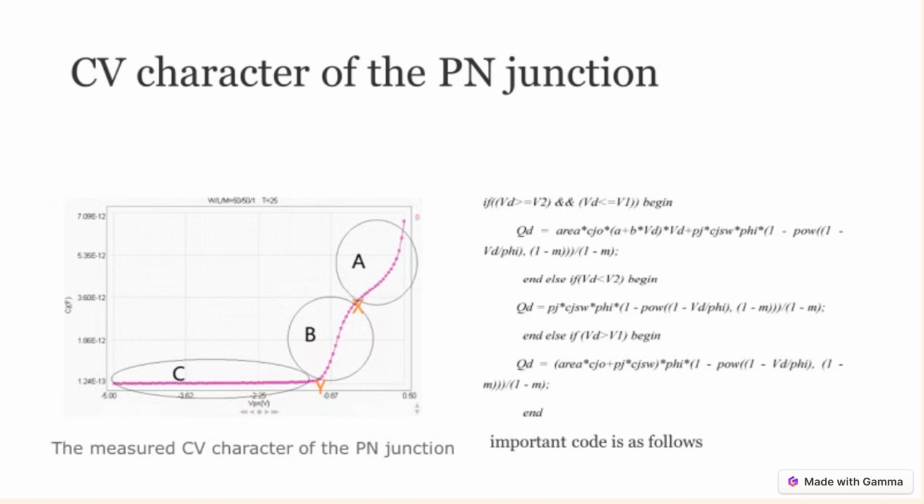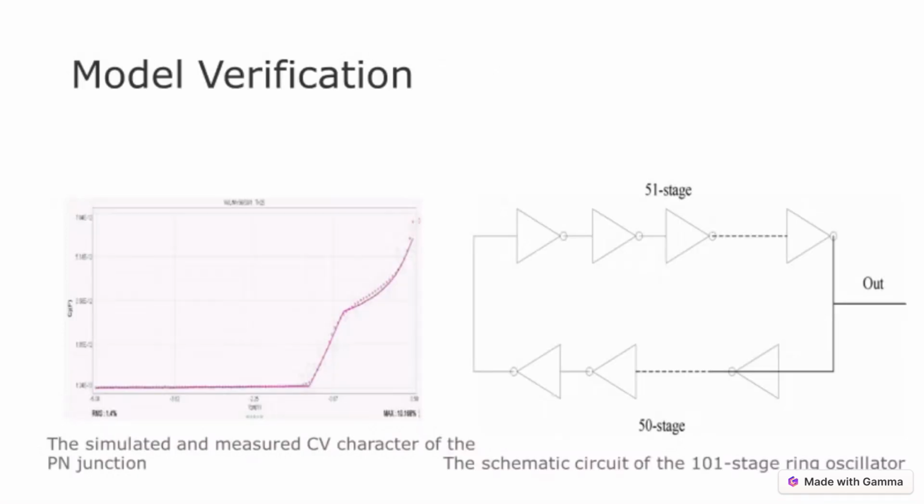The parameter V1 is the voltage at point X and the parameter V2 is the voltage at point Y. The charge in Part B is assumed to be a quadratic function of VD, for the reason that the capacitance curve is nearly linear in Part B. The parameters A and B can be calculated based on the continuity of the capacitance. This model is based on the physical mechanism and the parameters are easy to extract. Then we can see how this model can be verified.